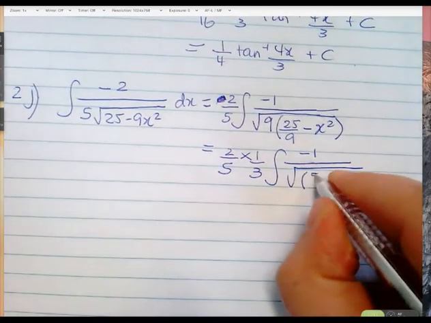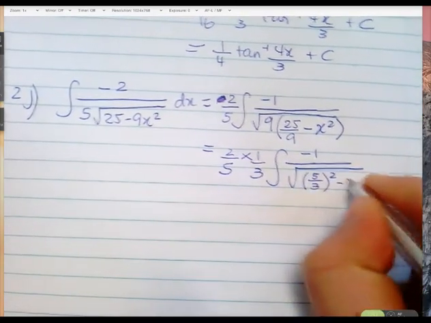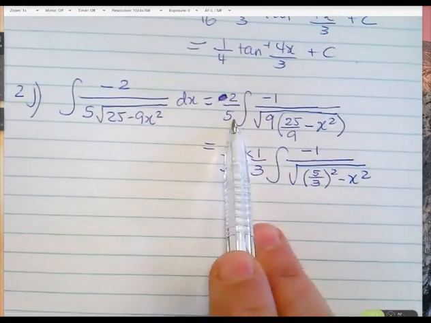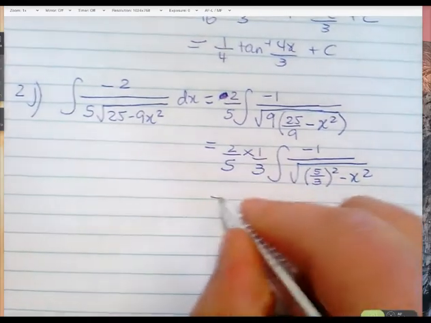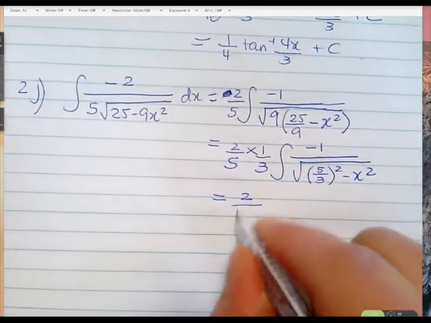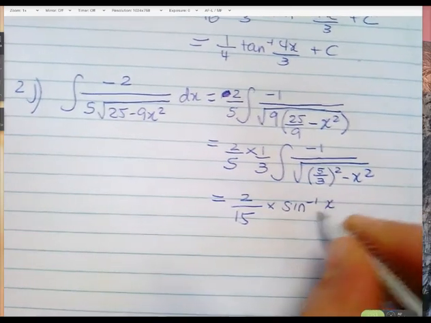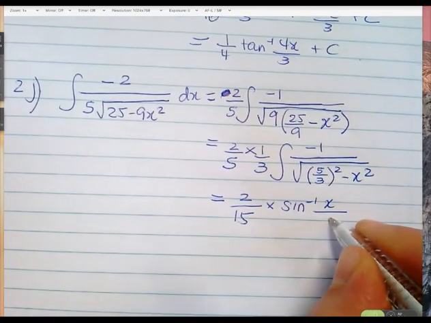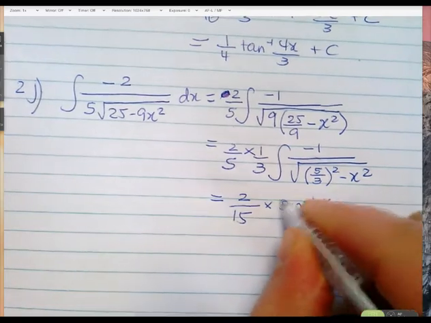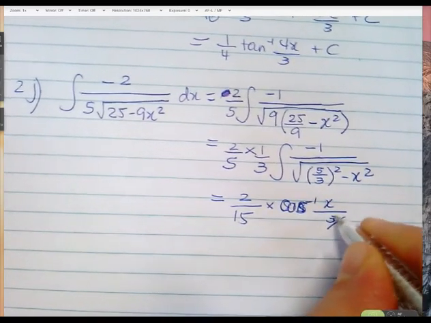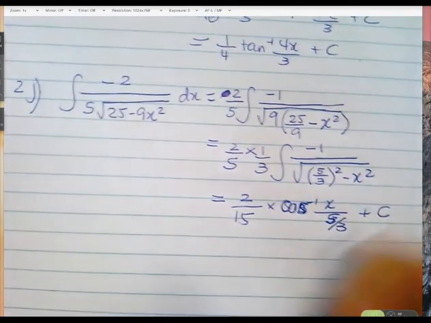Waiting. 5 on 3 squared, minus x squared. Are we good, girls? The square root of 9 is 3. I'm pulling it out. So what have I got? 15 times inverse sine of x over... yeah, it's close. Inverse cos of x over 5 on 3. I could have just written it properly.